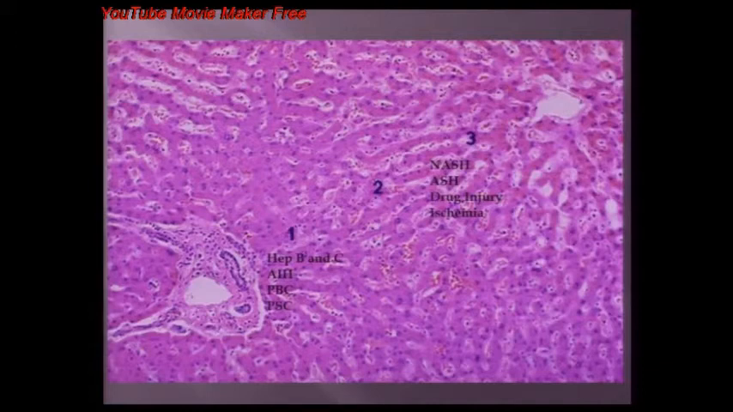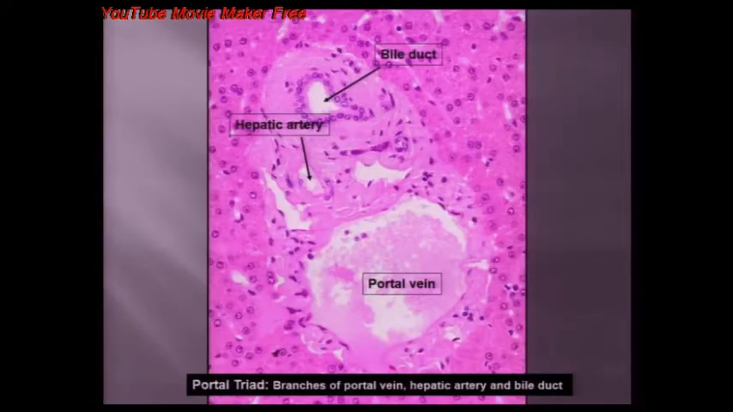Okay. This is a high-power image of what a normal portal tract will look like. Every portal tract has its portal vein, its hepatic artery, and its bile duct. The vein is usually a bit larger. The arteries are going to be about the size of their paired bile ducts. Also, the arteries have thicker walls, so if you're looking at a section, you can tell which one's the artery and which one's the larger vein.